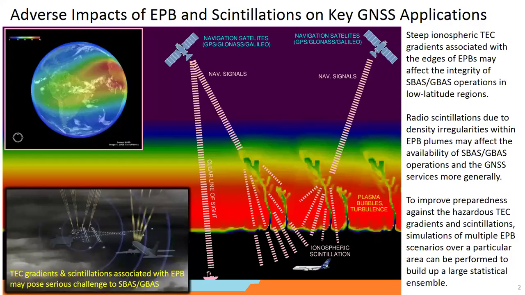Equatorial plasma bubbles are ionospheric phenomena that can happen over low latitude regions during nighttime, which can disrupt GNSS signals and cause some adverse effects on GNSS applications.